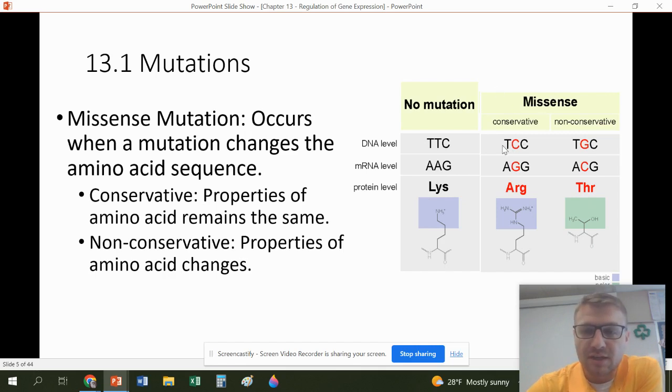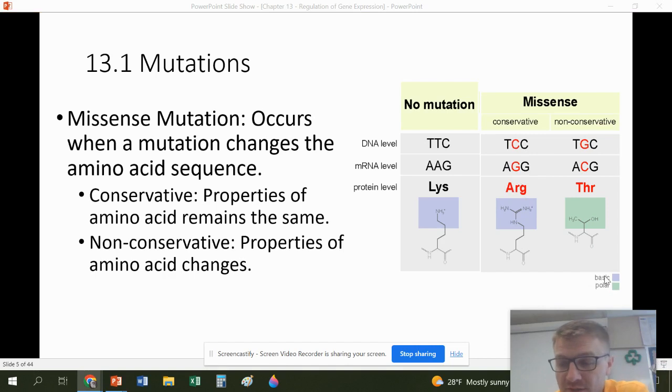In a conservative mutation, you can see TTC was changed to TCC, which changes to AGG, and that produces arginine. Now, arginine has a very similar property as lysine; you can see here it's basic. So it probably will react in the same way, so the protein might not change, but again, that's going to be determined by the protein structure and function. So a conservative missense mutation is when the properties don't change.